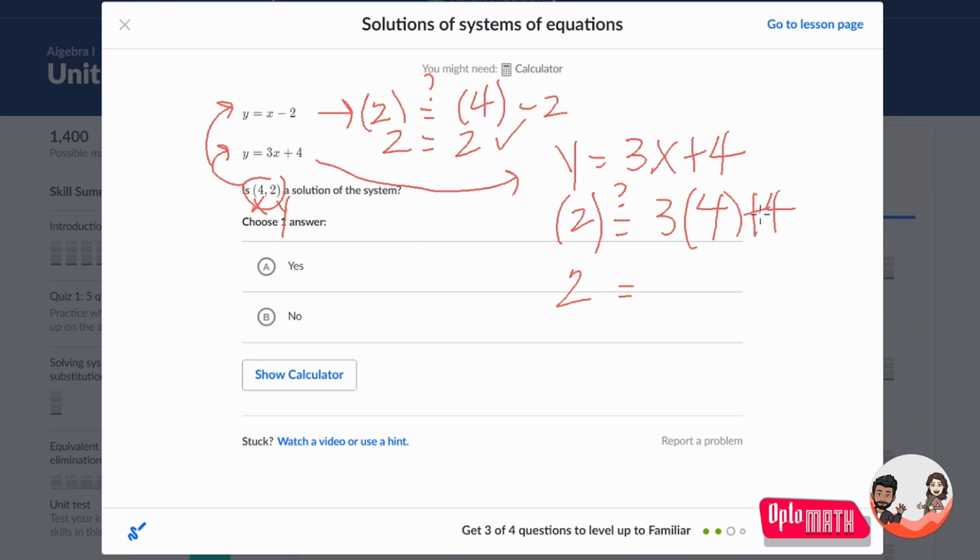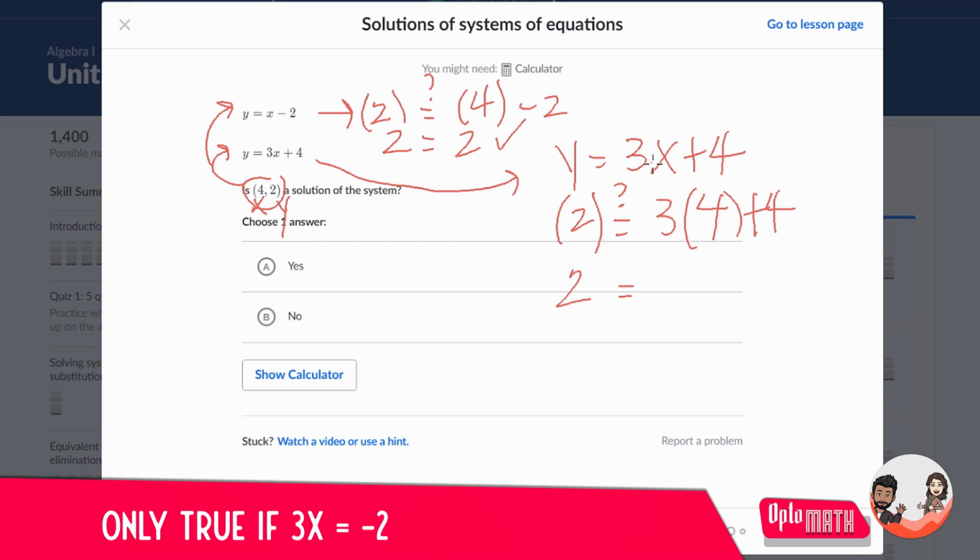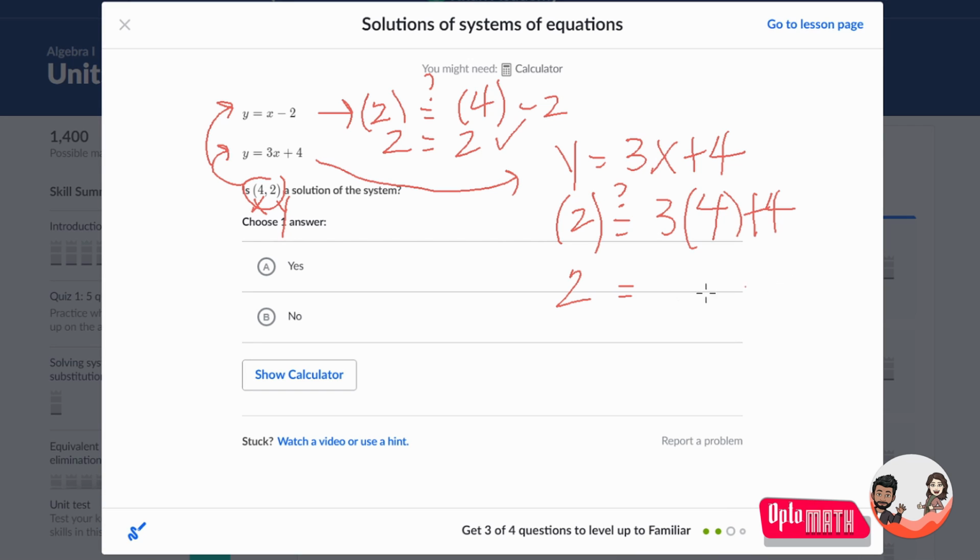So the only way that this could be true for a y value of 2 is if this 3 times x equaled negative 2. So we see that that's 12 plus 4, which is 16, and 2 does not equal 16. So this is going to be a no, and a yes for this one. But you have to have 2 yeses to make it a yes totally. So it's going to be a no. All right, we'll check that here in a minute. Gonna be a no from me.